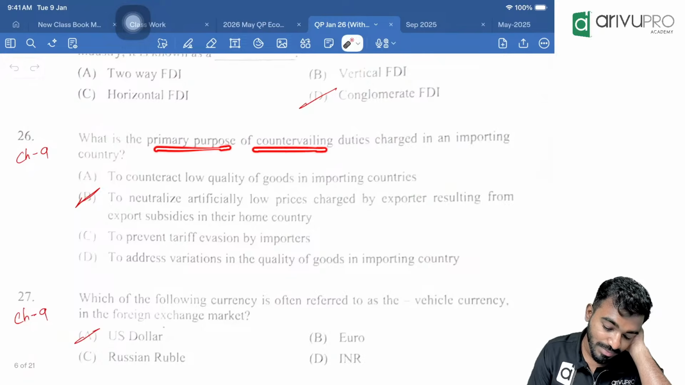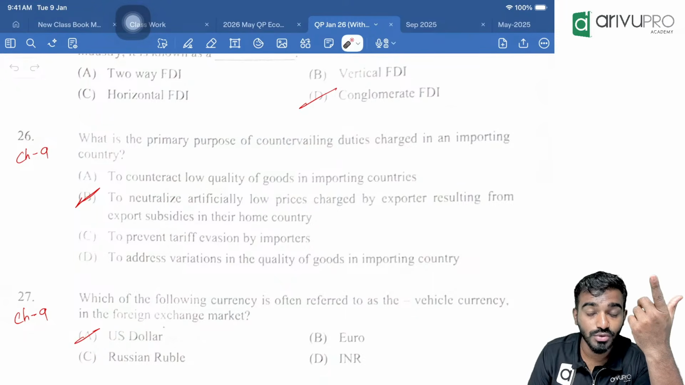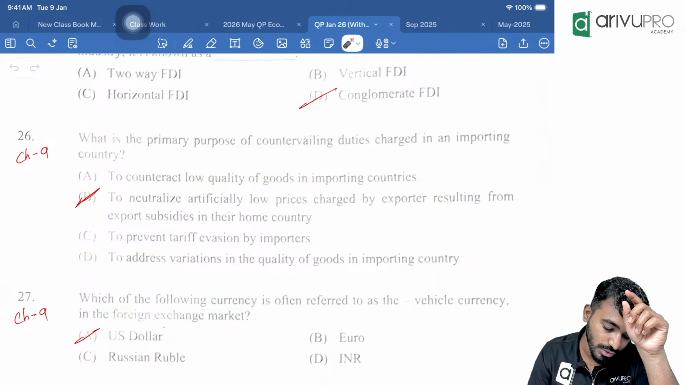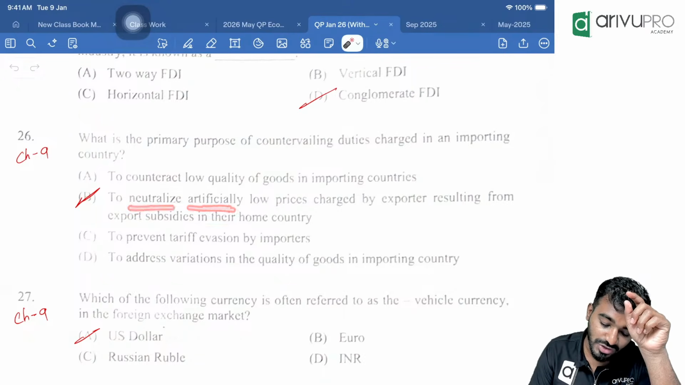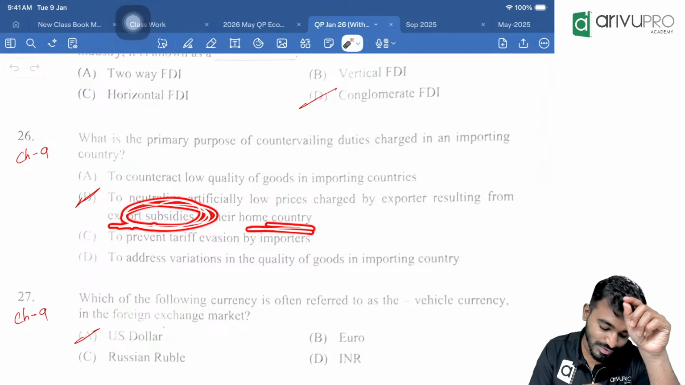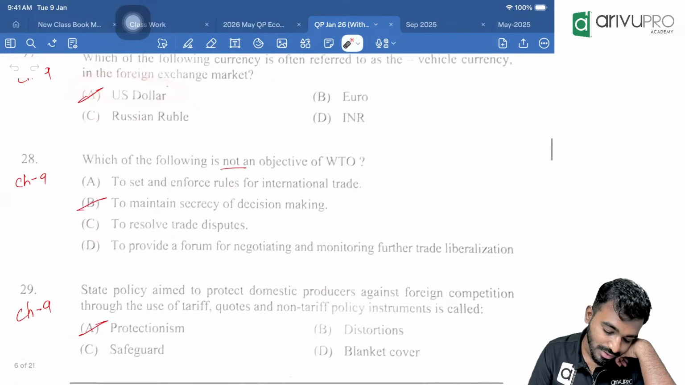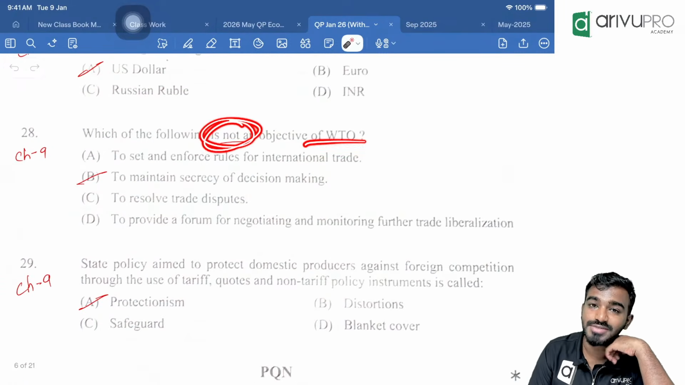What is the primary purpose of countervailing duty charged on the importing country? Countervailing duty is about the subsidy part. Countervailing duty, if subsidy was not there, means anti-dumping duty. See, it is to neutralize the artificially lowered price by the exporter resulting from export subsidies in their home country. They are providing subsidies. Which of the following currencies is called vehicle currency? US dollar.